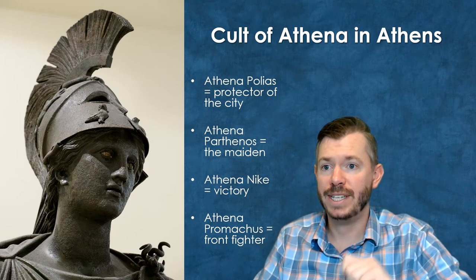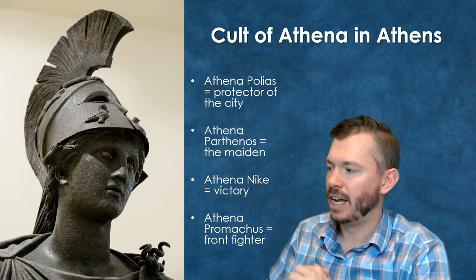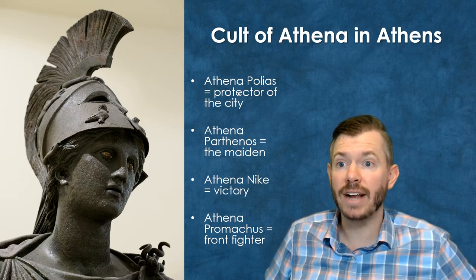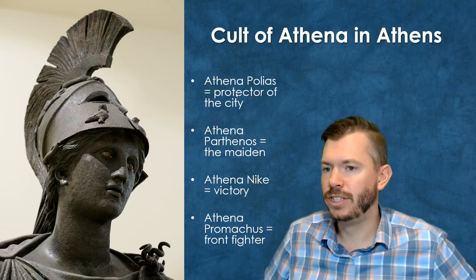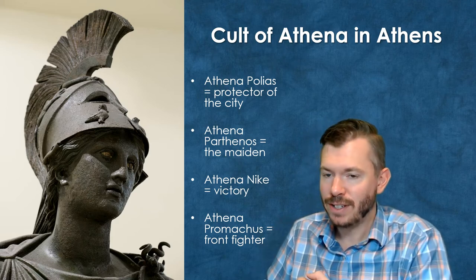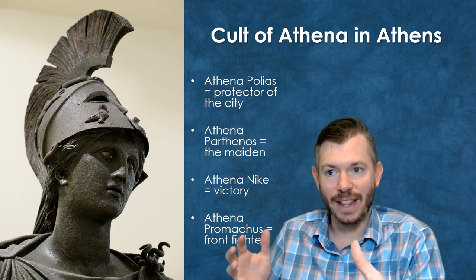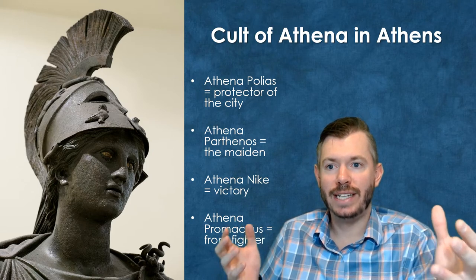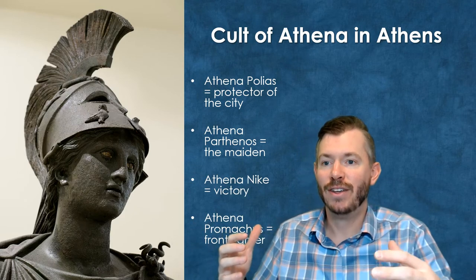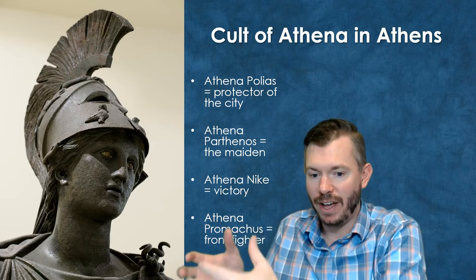So we saw with Poseidon that he's Poseidon the Earth Shaker, Poseidon of the Horses. With Athena, we get a couple different versions of her as well. So we get Athena Polias, Athena the protector of the city of Athens. We get Athena Parthenos, Athena the Virgin or the Maiden. We'll get to this a little later on, but this is why we call the huge temple on the Acropolis in Athens the Parthenon, because it's named after this version of Athena.